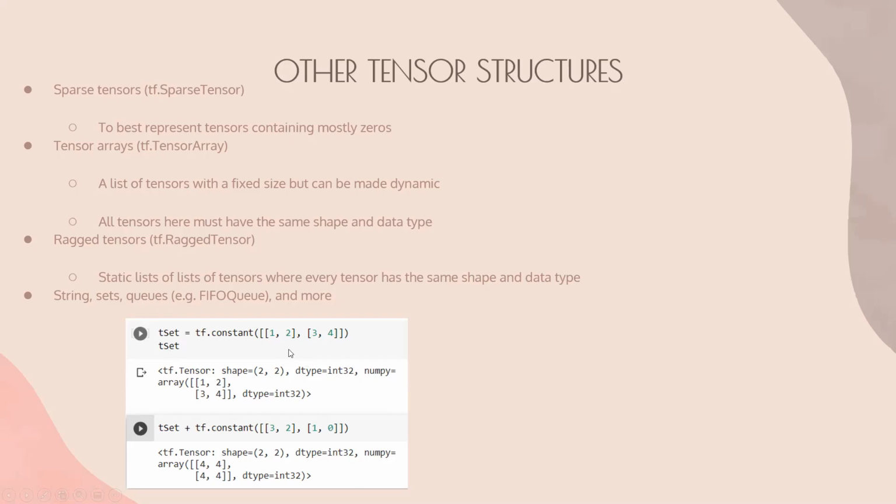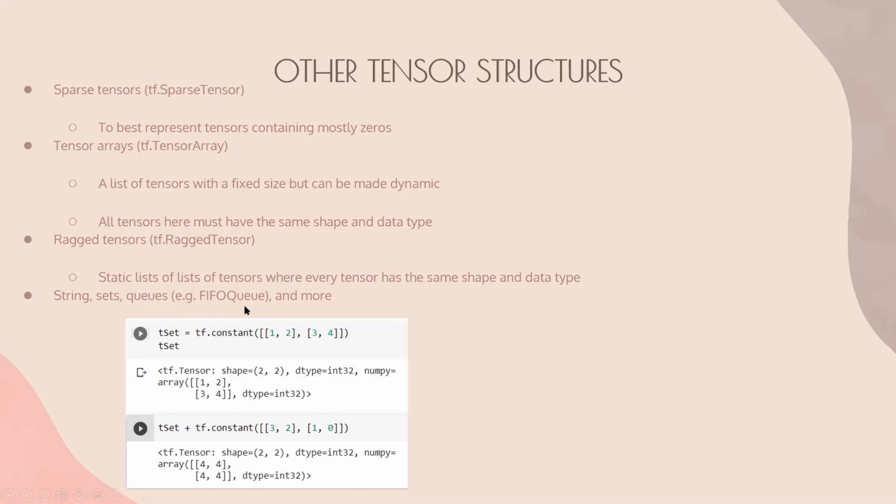If we look at a set, I made a set here, which is 1, 2, and 3, 4. It's like you created a box around 1 and 2, and another box around 3 and 4. That adds another set to it, like a box of 3, 2, and a box of 1, 0. If you take 3 plus 1, you get 4. 2 plus 2, you get 4. So at the end, I get another tensor set, which is all 4s. So you can do operations between different types of tensor structures.